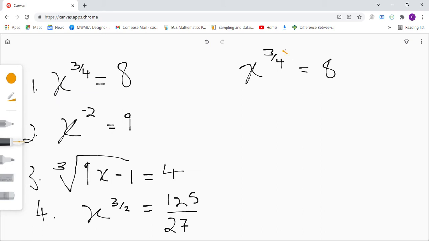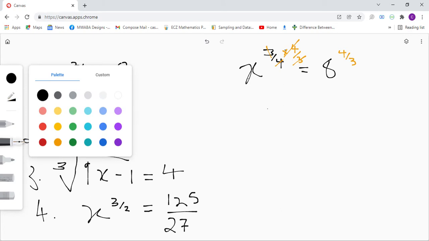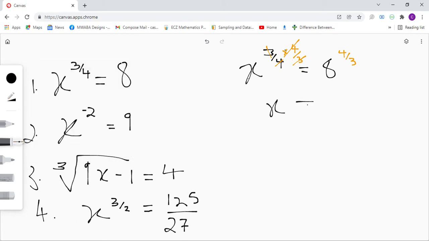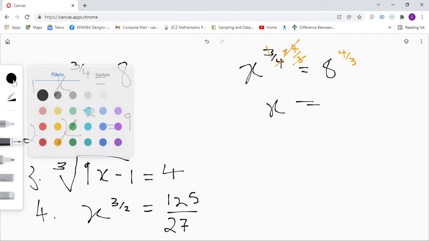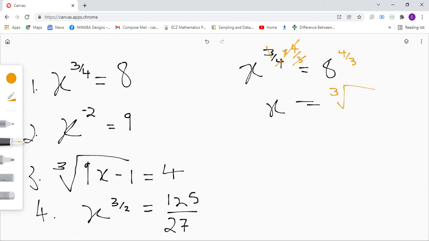Right, so you're going to multiply 4 over 3, and the same is going to apply to the left hand side or the right hand side. So our 3's cancel each other out, our 4's cancel each other out, so we're going to remain with x. Alright, then now I'll find the cube root of 8 to the power 4. What's the cube root of 8 to the power 4?